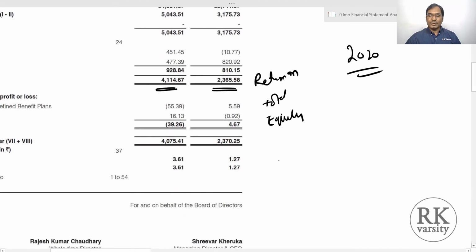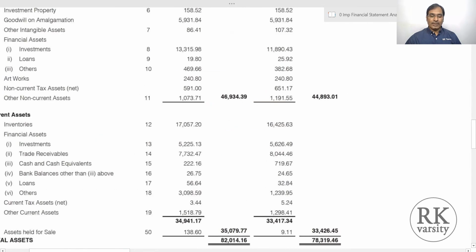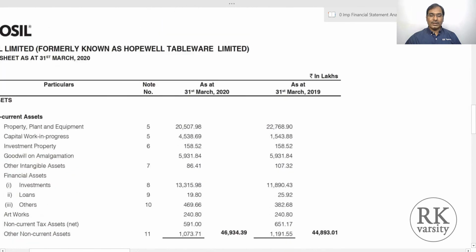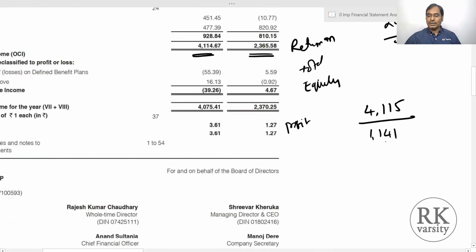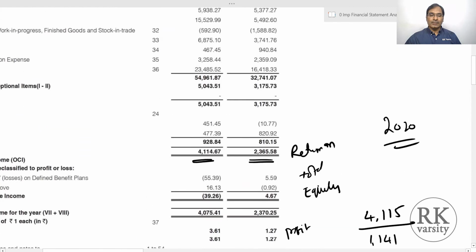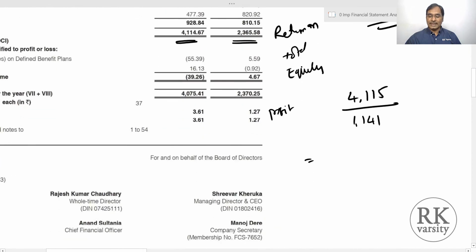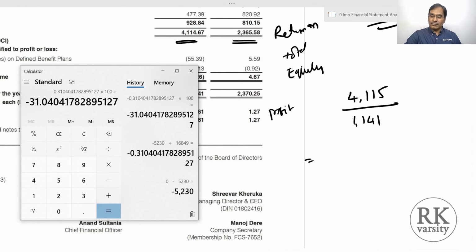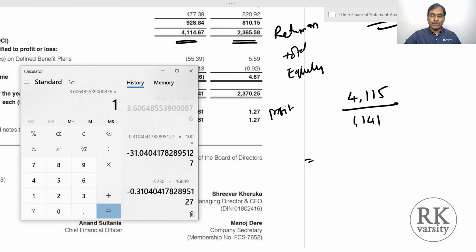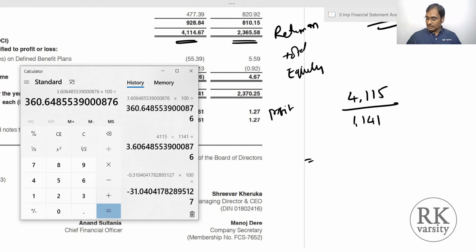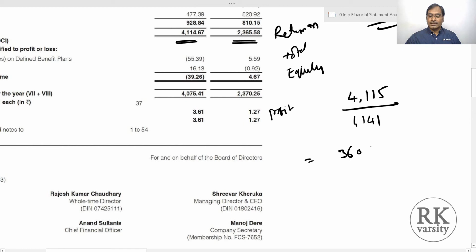So the profit for the year is 4,115. This is profit for the year. And then your equity capital is 1,141. All these amounts are in rupees lakhs. Now we calculate the return on equity: 4,115 upon 1,141 into 100. So there is a 360% return on equity for this company.